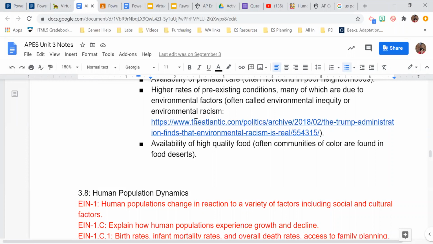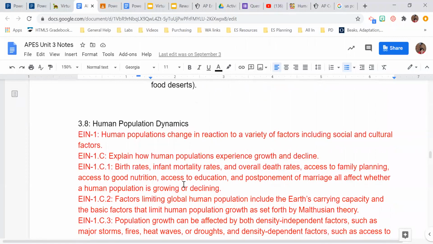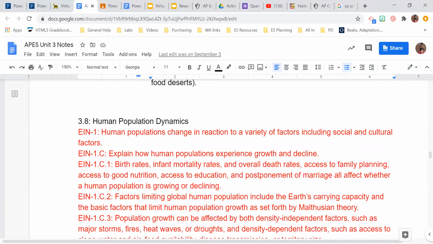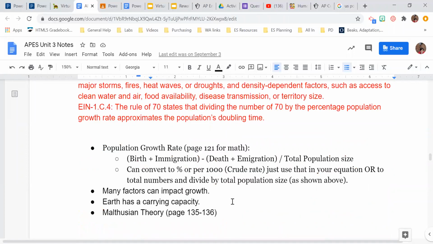So that's another aspect of this kind of thing that is unique to the US as far as developing nations go. Most other developing nations have much stricter requirements for midwives and for home birthing. All right, this next section, human population dynamics, we are going to wait on. We're going to talk about that next time.